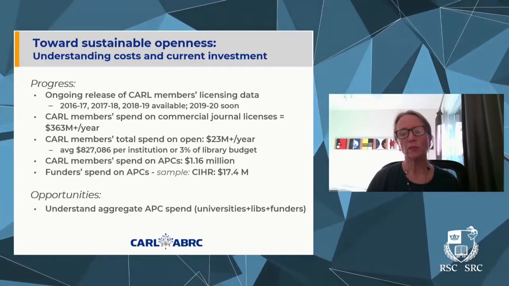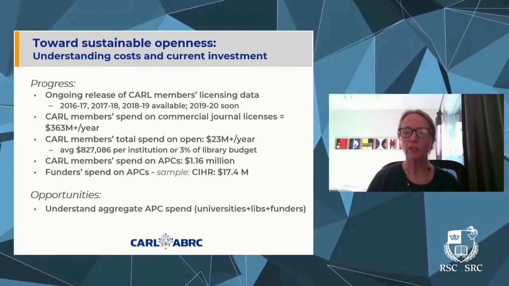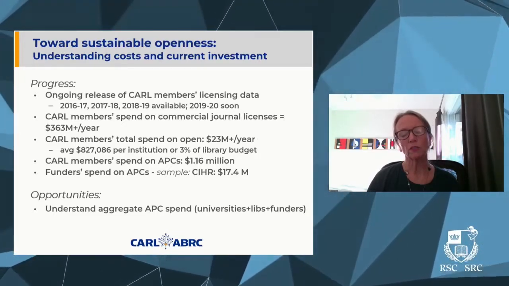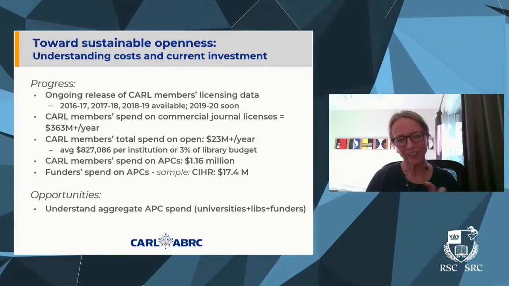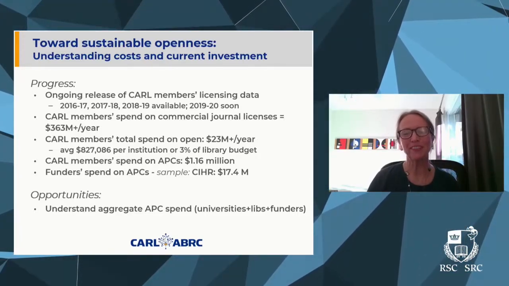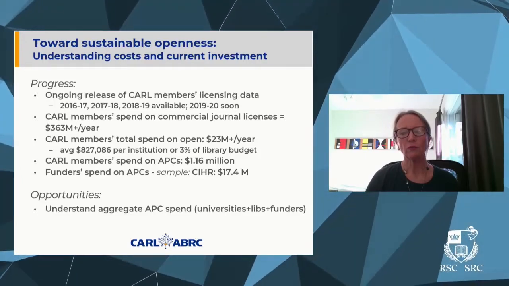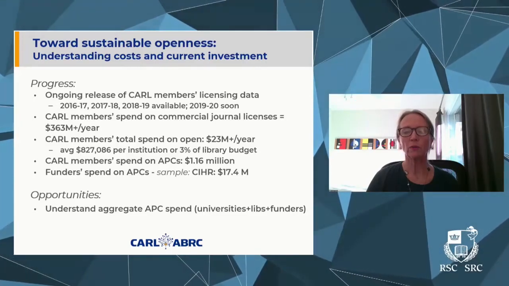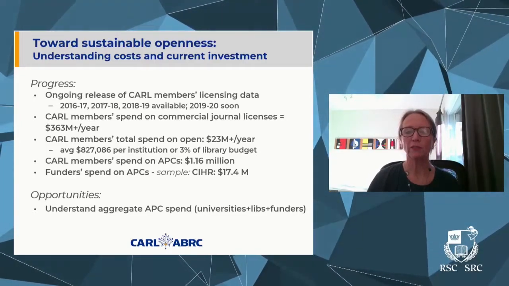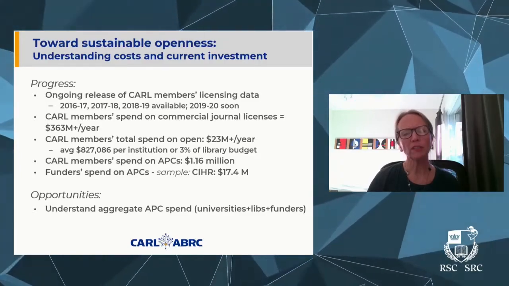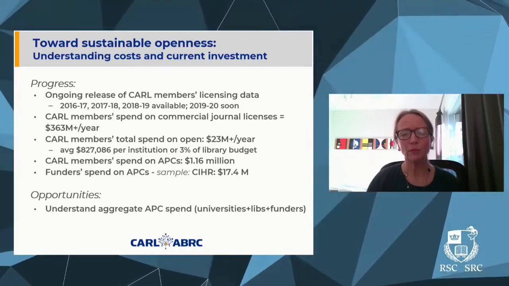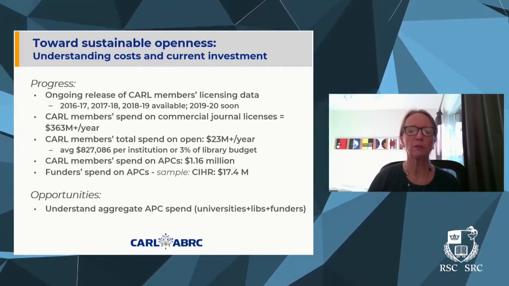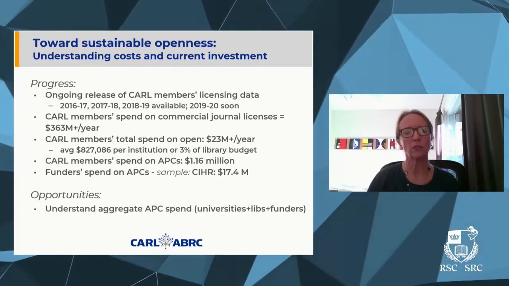So at this point, libraries are spending maybe 3% of their library budgets supporting open, while they're spending about 44% of their budgets on collections expenditures, some of which, as we hear, we're trying to get over towards open. The research funders at this point have been looking also at their support to APCs, and so far we only have a sample from CIHR, but if we extrapolate, which maybe we can't validly at this point, it looks like there's over $40 million being spent on APCs out of research grants.